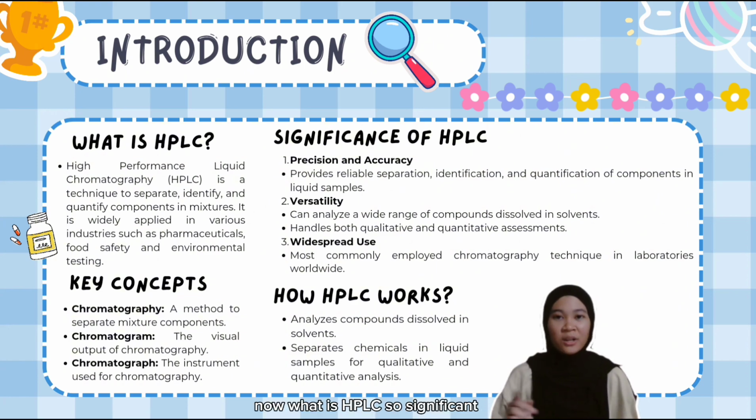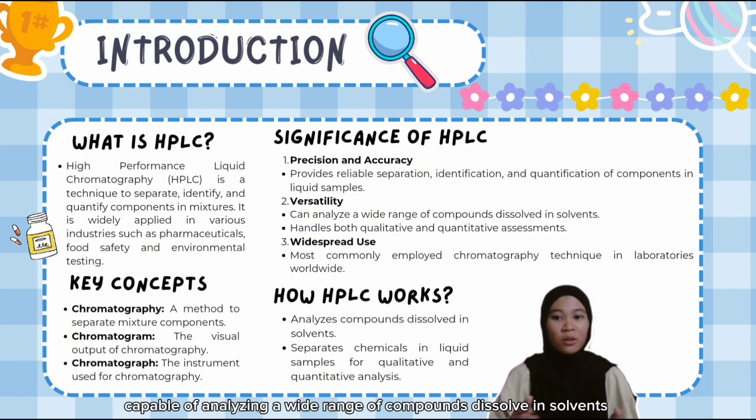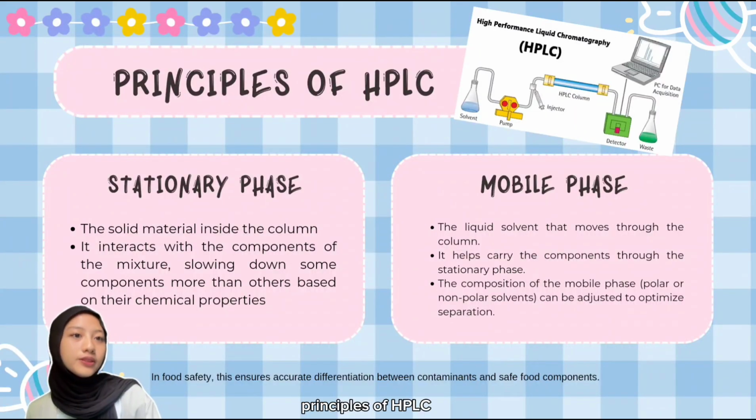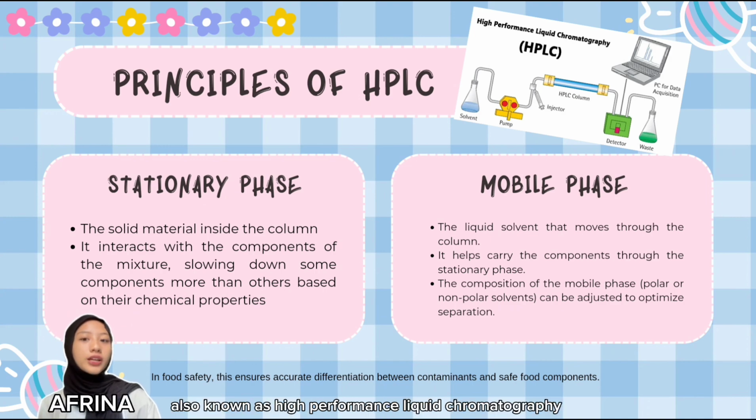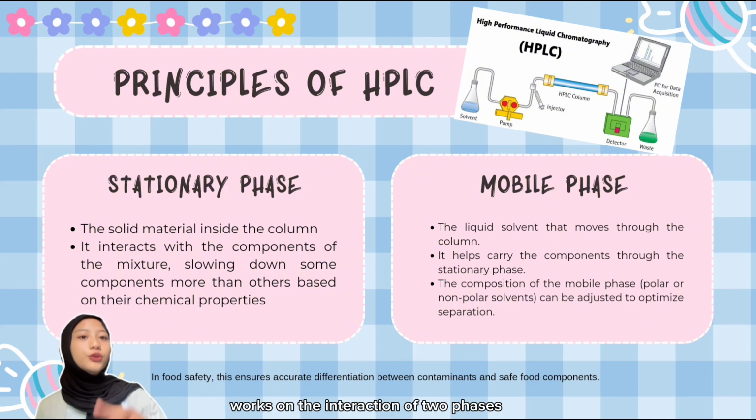Now, why is HPLC so significant? It is known for its precision and accuracy, ensuring reliable separation and quantification of components. HPLC is highly versatile, capable of analyzing a wide range of compounds dissolved in solvents. And it is the most commonly used chromatography technique in labs around the world, demonstrating its widespread use in scientific research and industry.